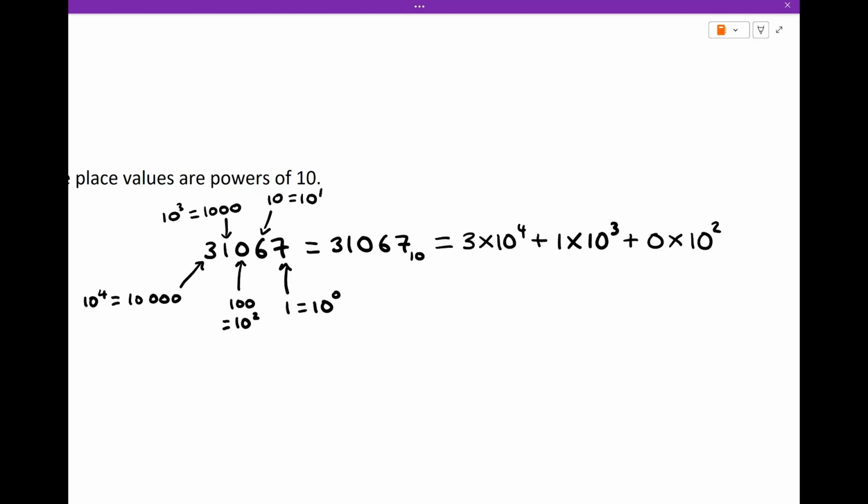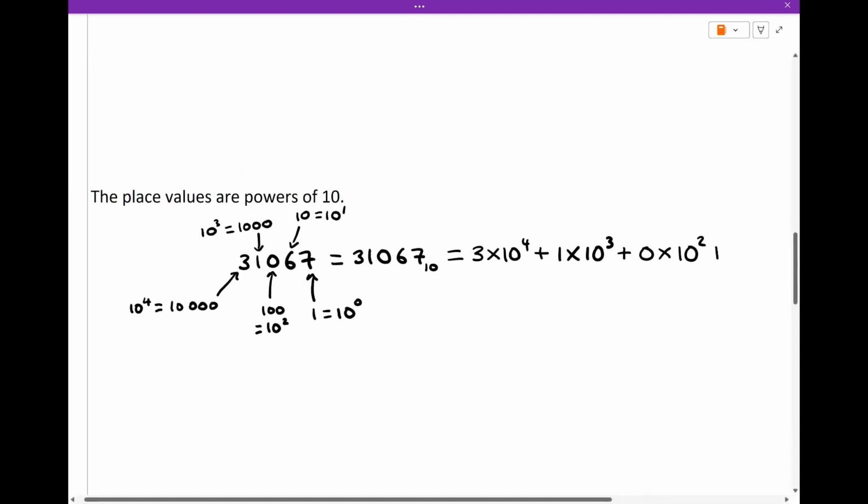Okay, like that. Now, our next place value are the 10s, or the 10 to the power of 1s, and we have 6 of them to represent 60. So I am going to add, and it's going to be 6 multiplied by 10 to the power of 1, like that.